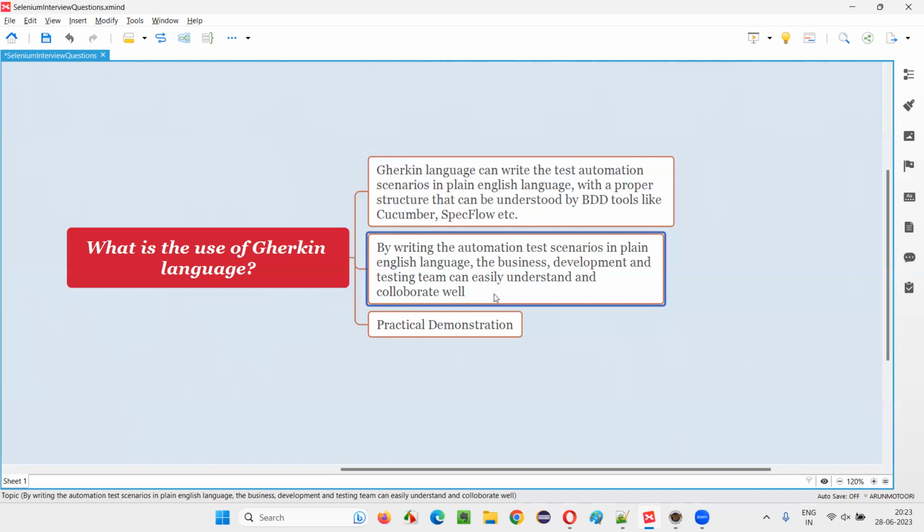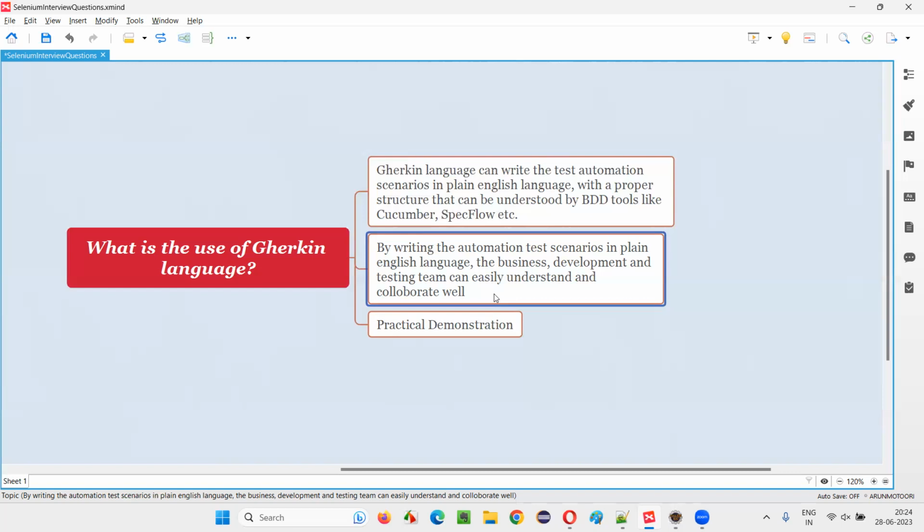Now, what if these test automation scenarios with the help of Gherkin language can be written in plain English language that business team, development team, technical, non-technical testers, everyone can understand? Then you see the possibilities, advantages, where they can collaborate. Business team can review your automation scenarios, they can understand, they can discuss, they can communicate with each other, and the work will go in a better way, and proper automation scripts can be written because business team knows the business well, whereas testing team knows how to create the scenarios and all.